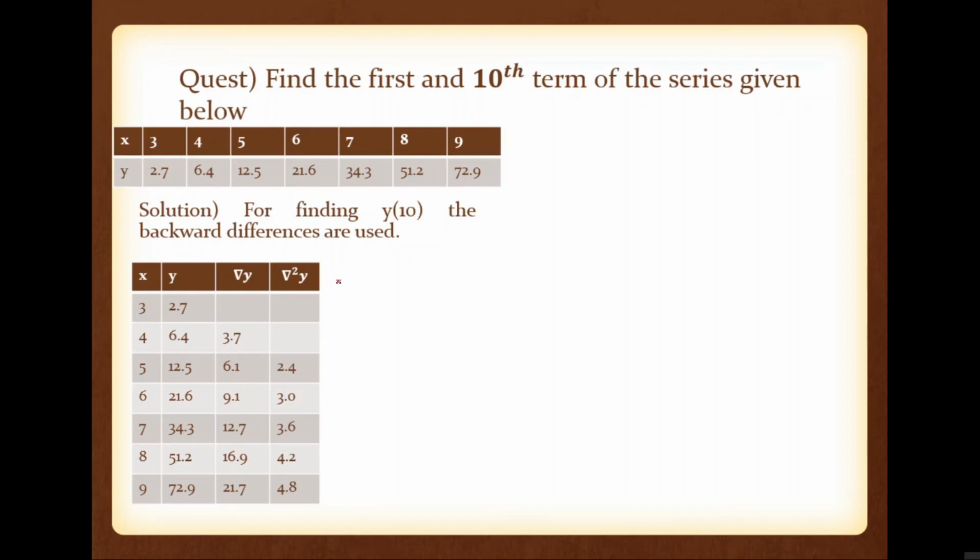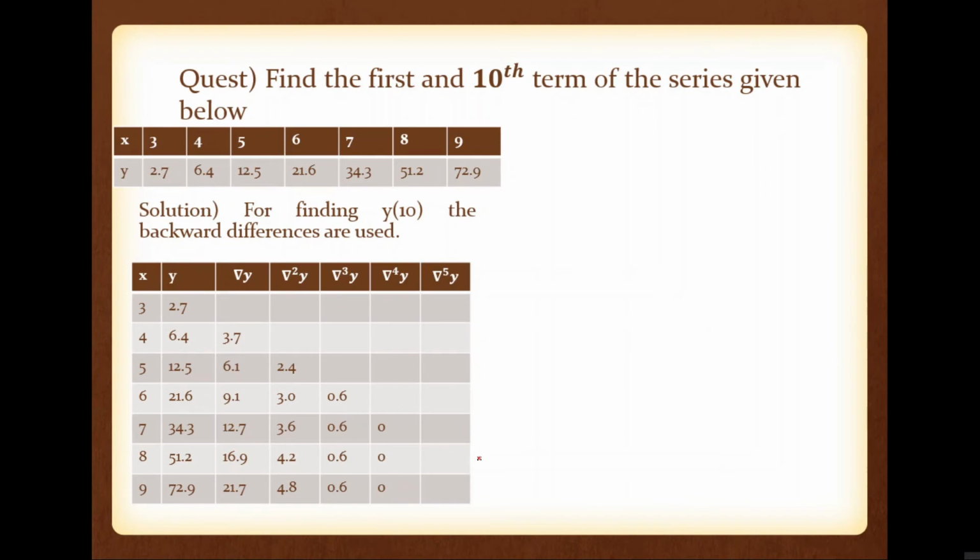Now you can find del cube y. So del cube y, 4.8 minus 4.2, that is 0.6. I think all terms are 0.6. 0.6, 0.6, 0.6. So definitely next element is 0. Del raised to 4 will be 0, 0, 0, 0. So you can stop here. I told you if a particular column is completely 0, you can stop there. So there is no need to find the remaining terms.